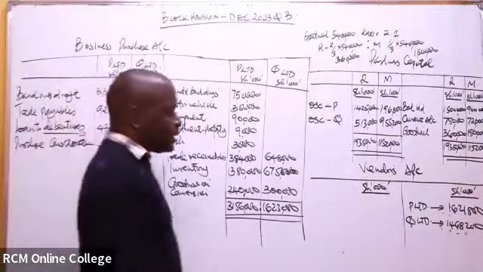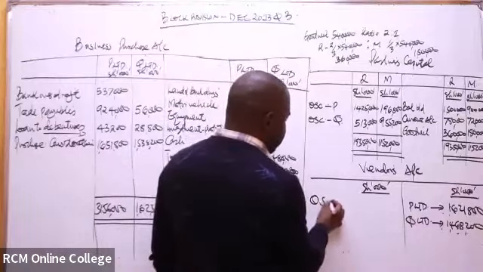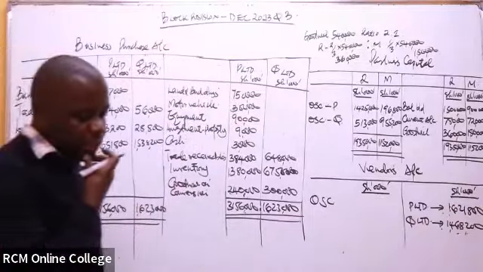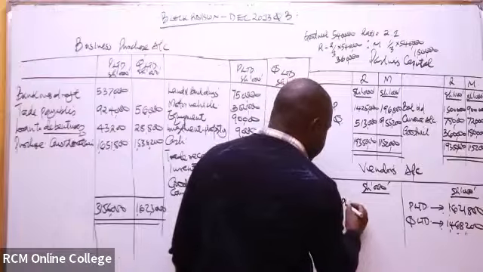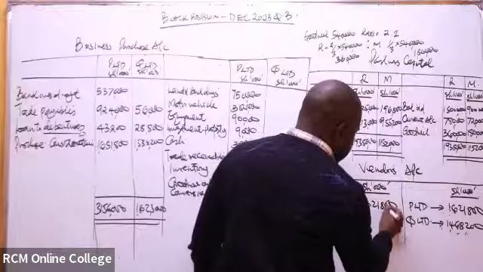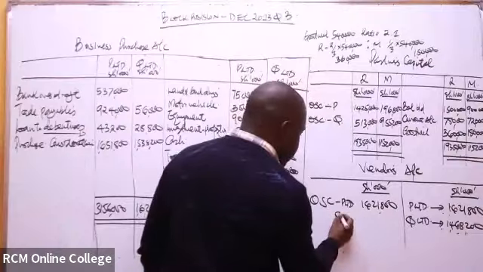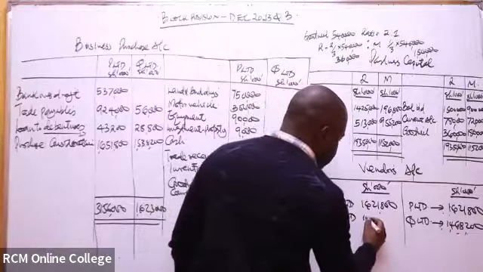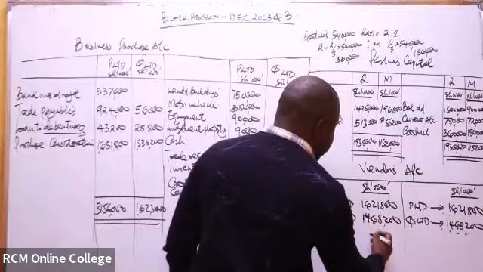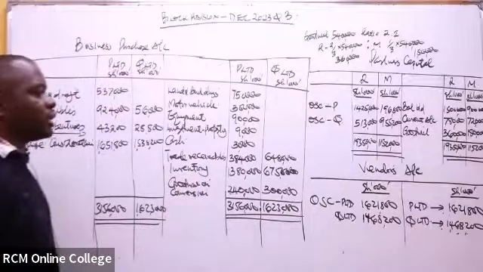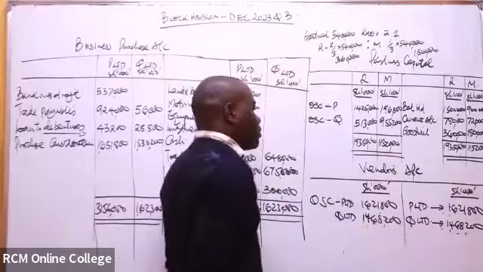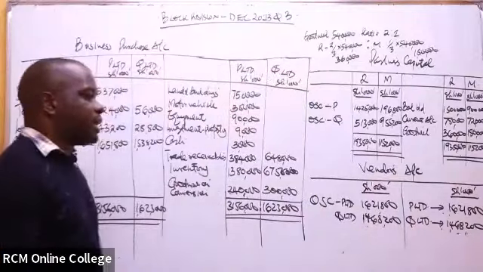Then in the vendor's account, the balances will be closed off in the ordinary share capital account. For P Limited we'll have 1621, 800, and for Q Limited we'll close off with 1468, 200. So these go directly to the credit side of the ordinary share capital. We'll close it off to the ordinary share capital account in the newly formed company.